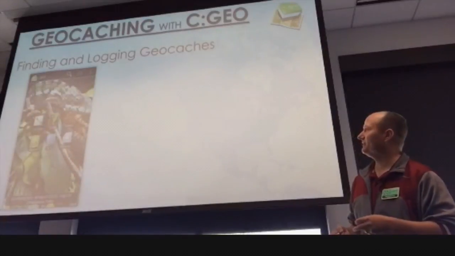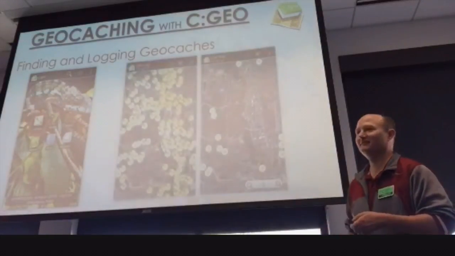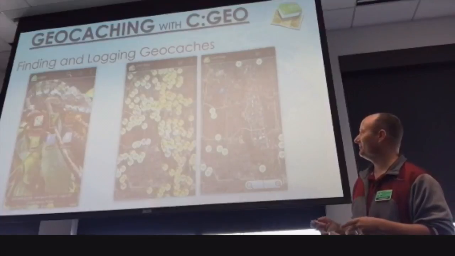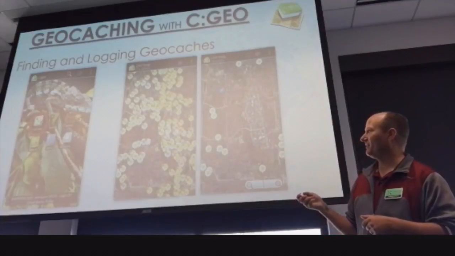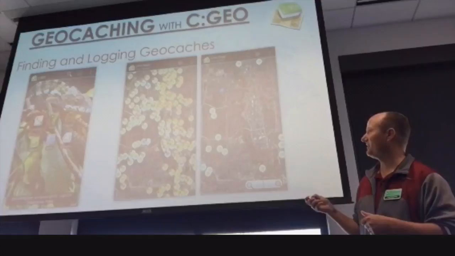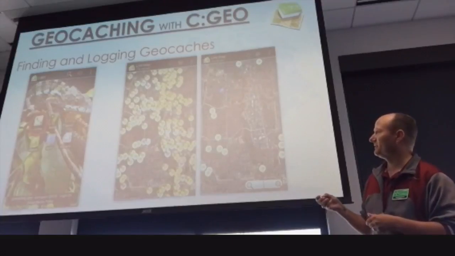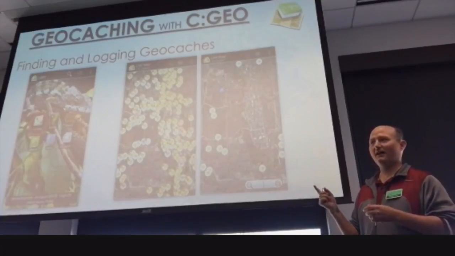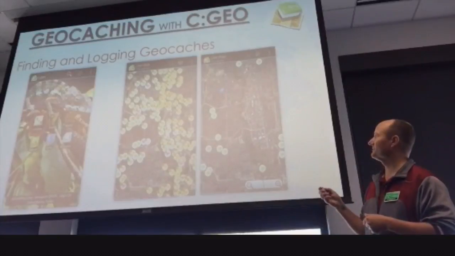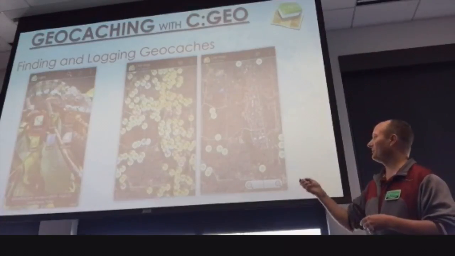So finding and logging. Different picture of my chameleon. I had to change it up a little. So you hit the live map icon. This is the screenshot I grabbed. You saw it earlier. And like I said, my favorite setting is hiding owned caches and found caches. This looks a lot better. I only have to worry about these ones.